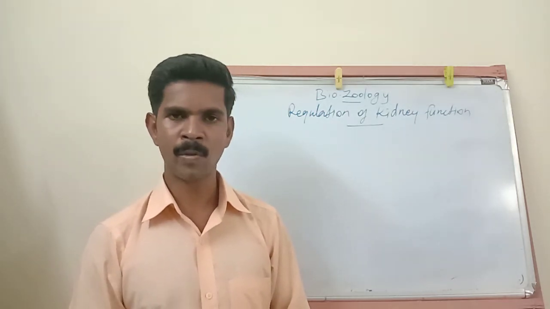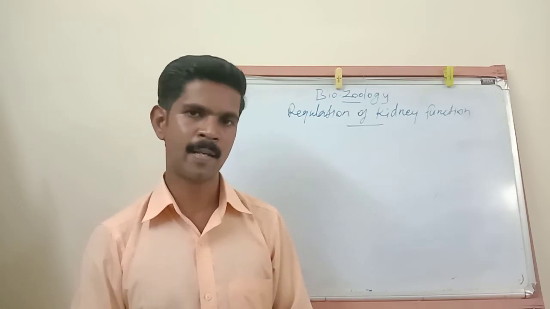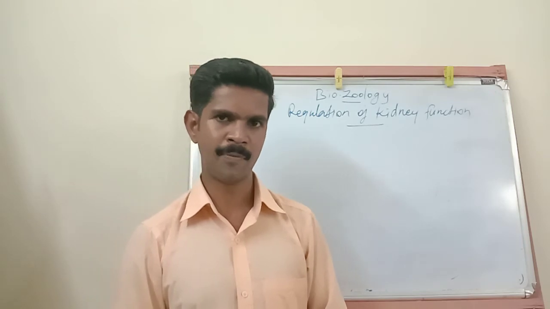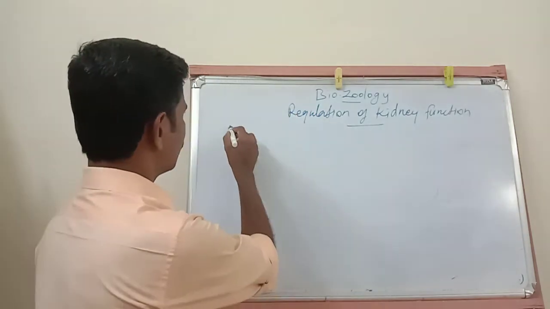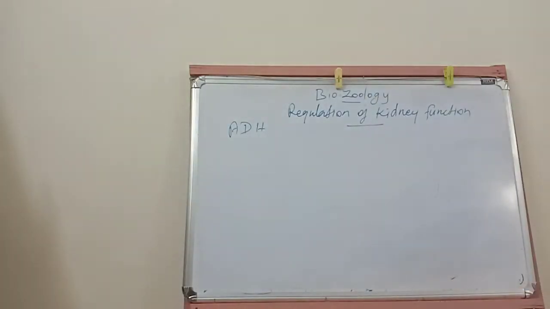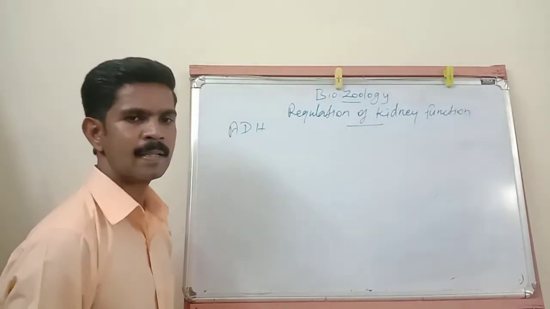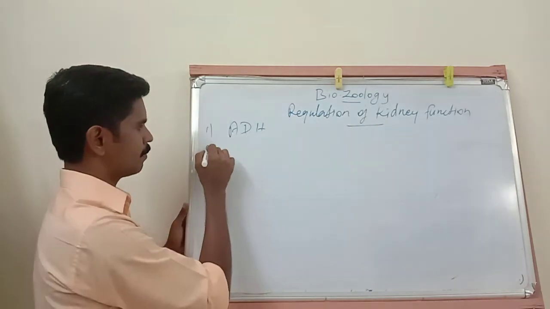Already I told you there are many factors controlling the functions. The first factor is this antidiuretic hormone. Then the second factor is renin angiotensin.